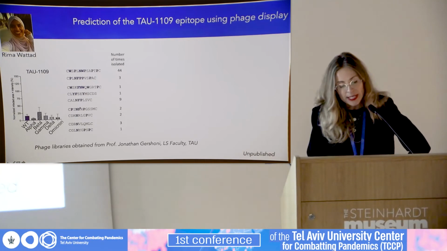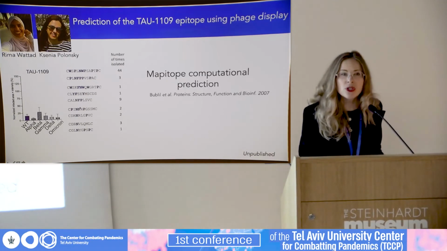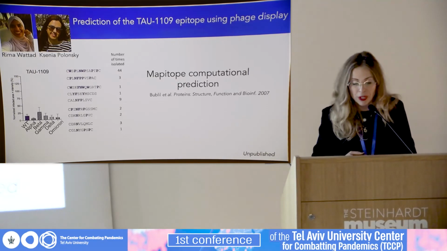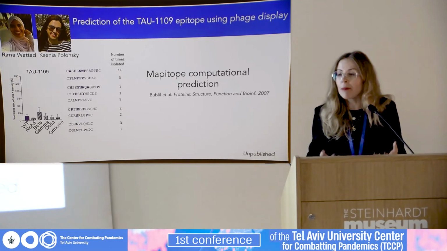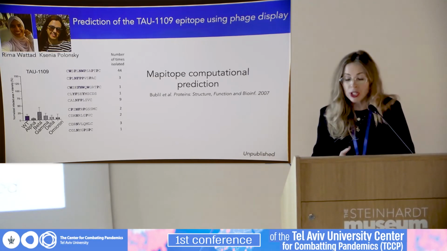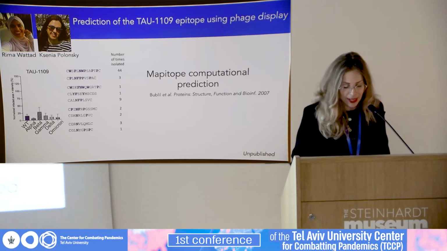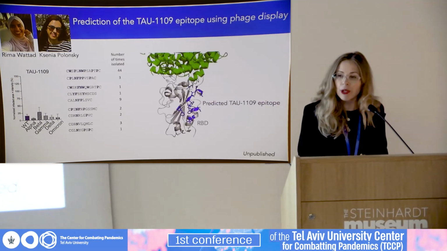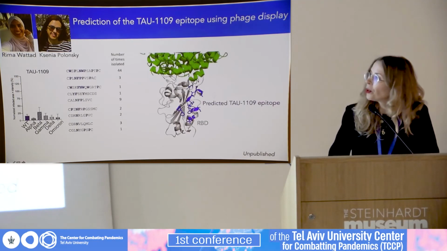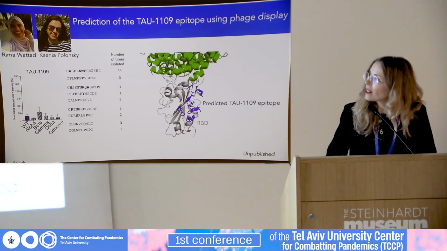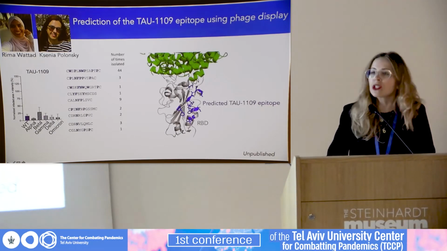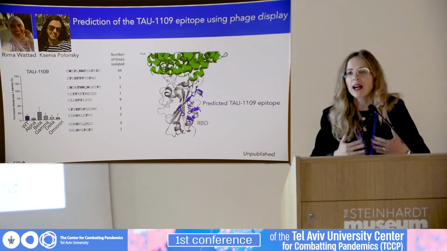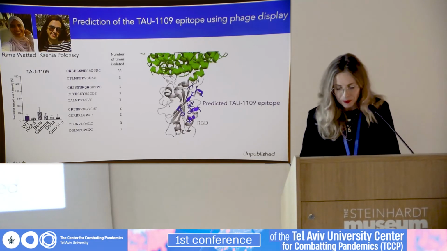Here, Ksenia Polonsky, a master's student in the lab, joined a Safra computational student project between me and Professor Tal Pupko. She used the Mapitope computational prediction algorithm that was also developed in Johnny's lab several years ago, and she was able to focus on this epitope here. You can see it in purple, and you can see that, first of all, it's distant from the ACE2 binding site, and it contains these beautifully stacked aromatic residues.